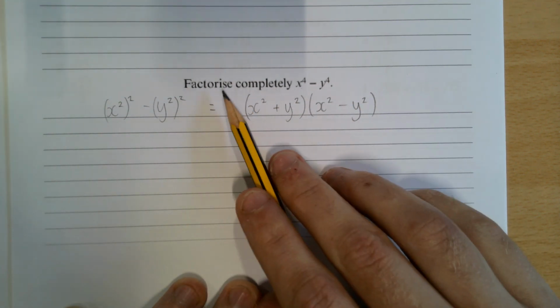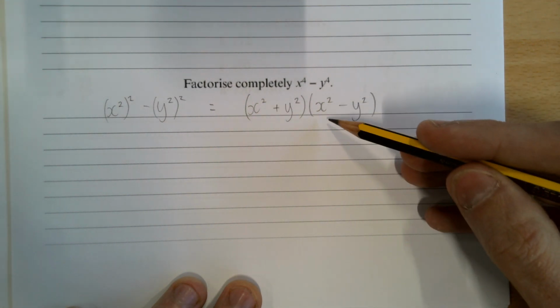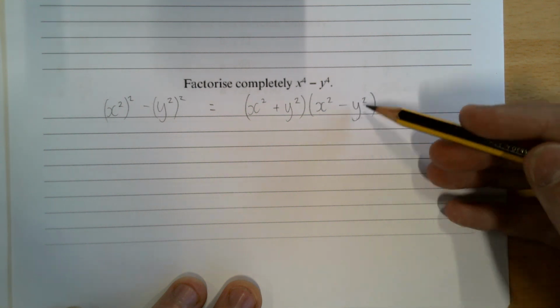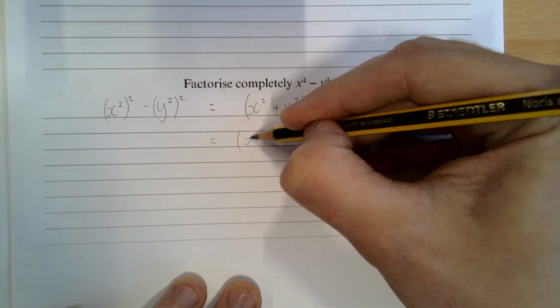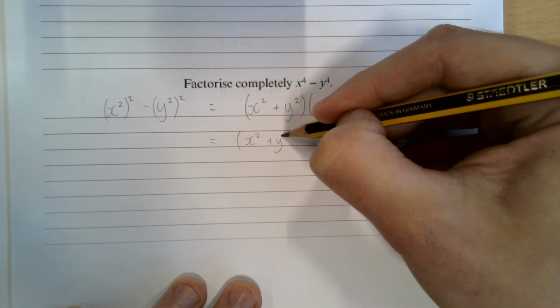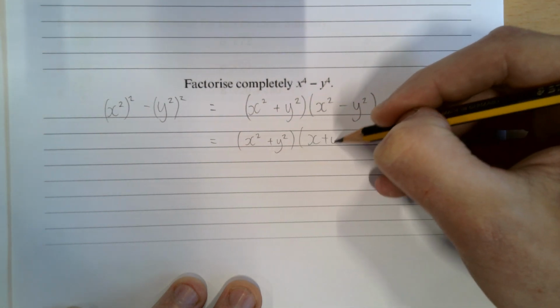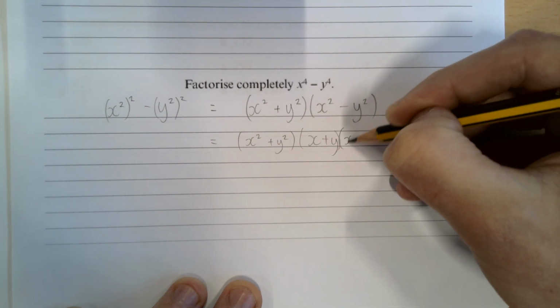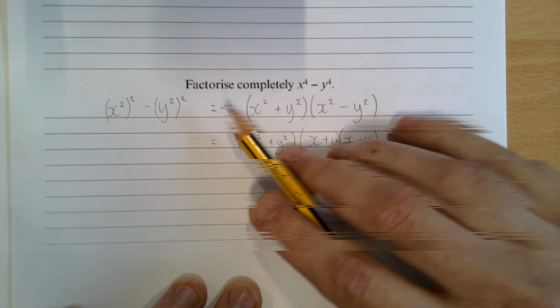The reason it says factorize completely is because you're not done. Here we have x squared minus y squared, which is another difference of two squares. So this one's more obvious, I think, because they're actually obviously squares, but that would be x plus y, x minus y. So that's what I was looking for, completely factorizing.